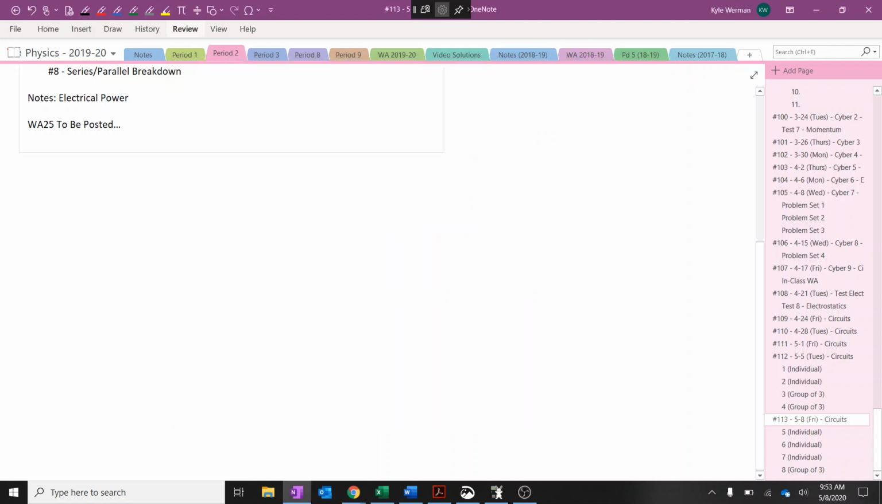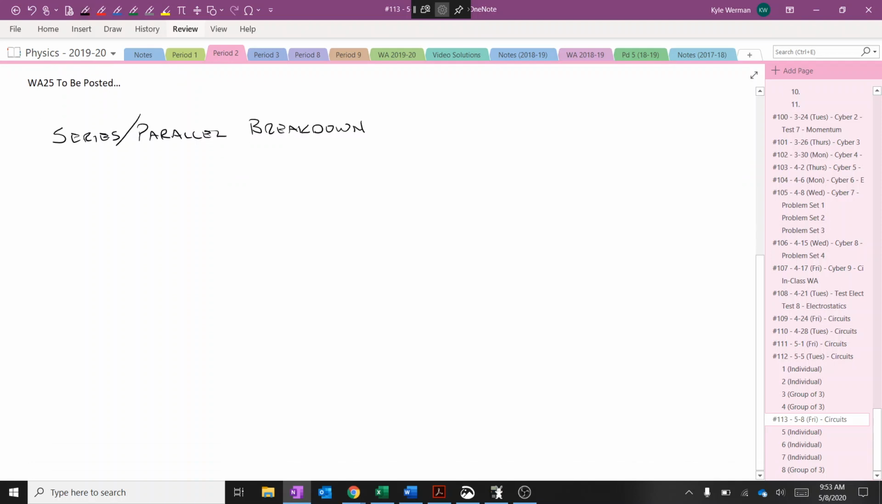All right, so we're going to do a circuit breakdown, a series parallel circuit breakdown, where I'm basically going to give you a complex circuit with some known values and some missing values. And what we're going to be looking to do is use our rules for series and parallel to identify what we have and what we can find. So here's a circuit I'm going to draw. I want you to copy down this circuit.